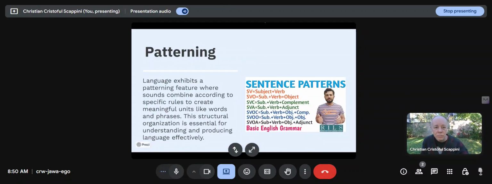The next feature of languages is patterning. Notice that the characteristic of all languages is that we have a limited number of patterns, and in those limited number of patterns, an infinite number of sentences fit. So for example, we have subject and predicate, like he played, she ate the hamburger, etc.